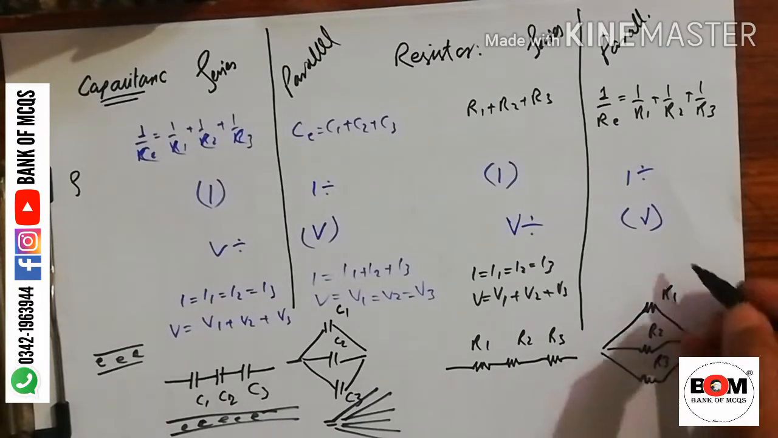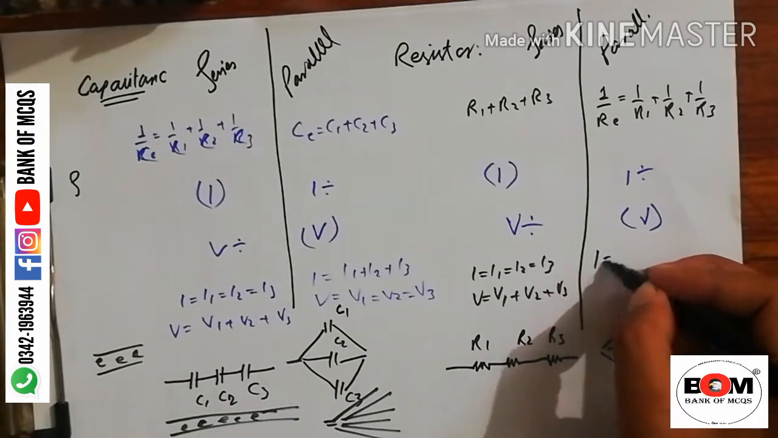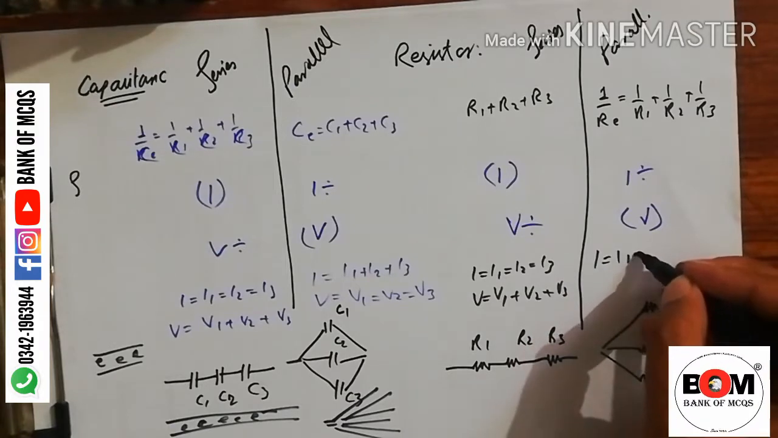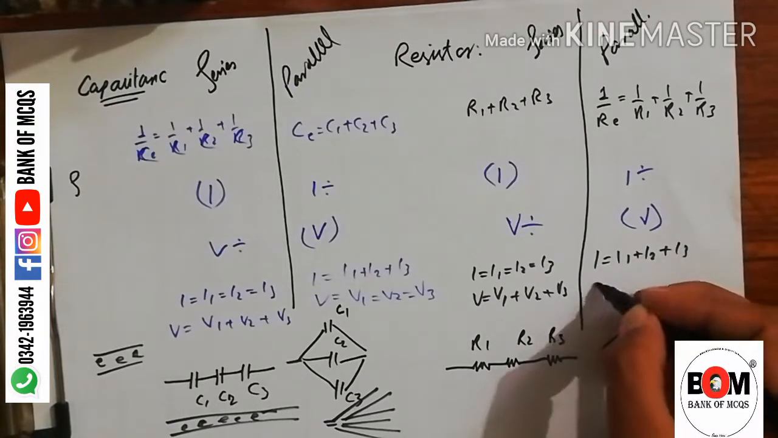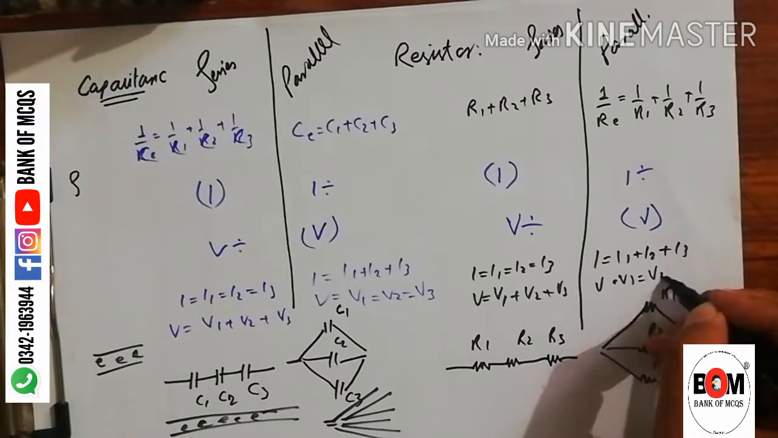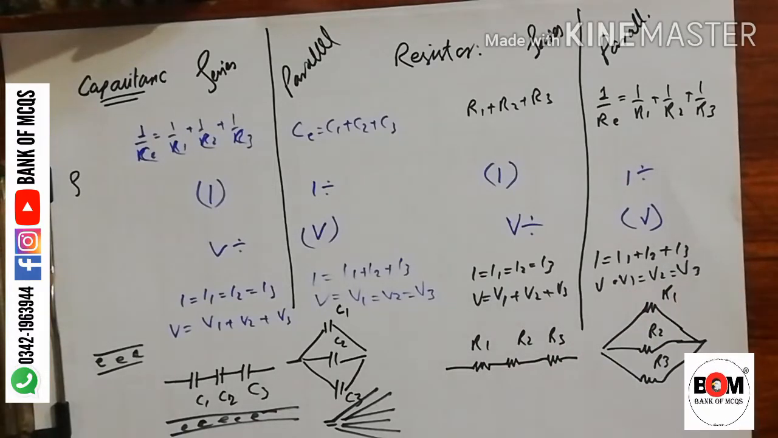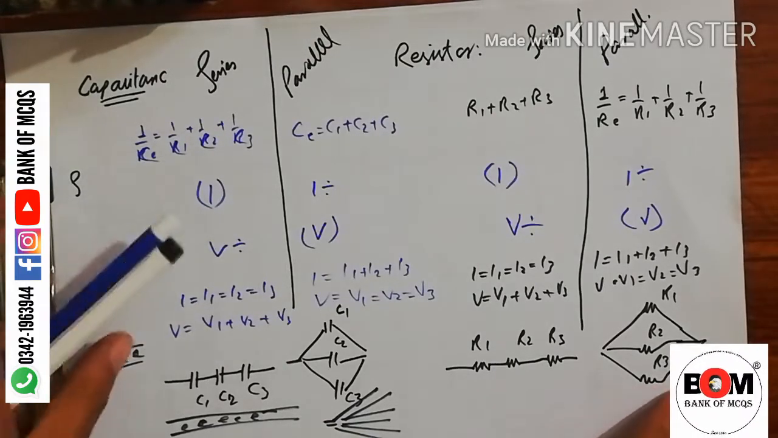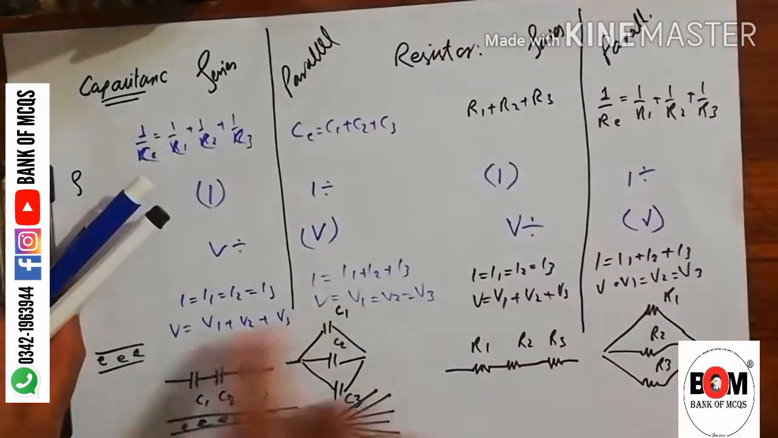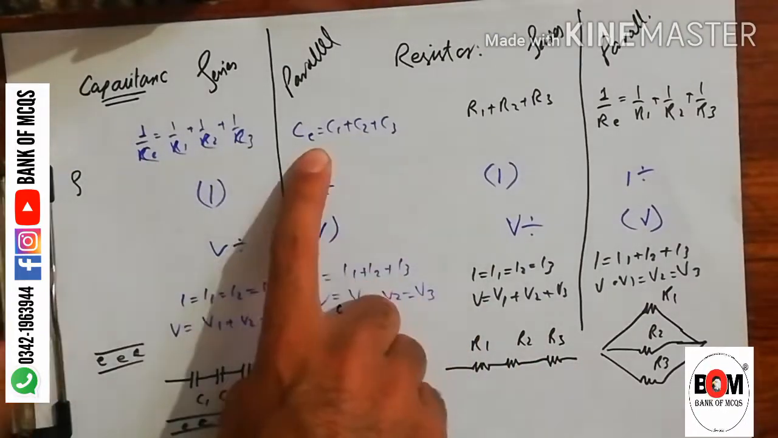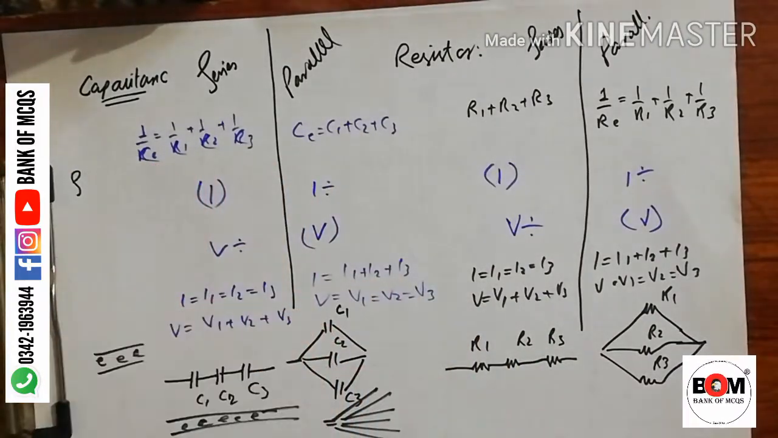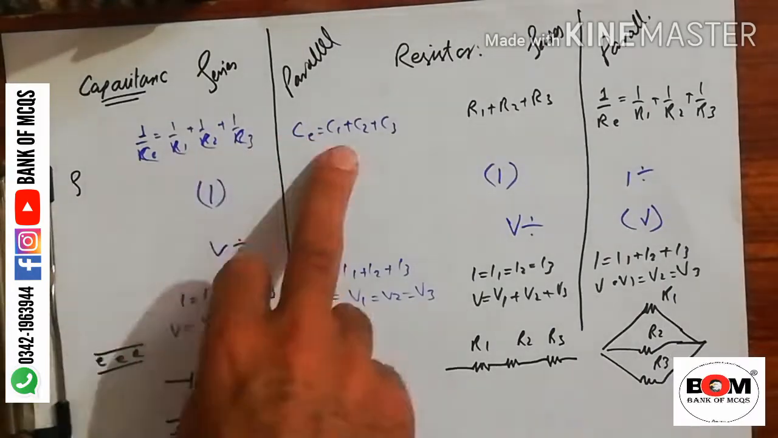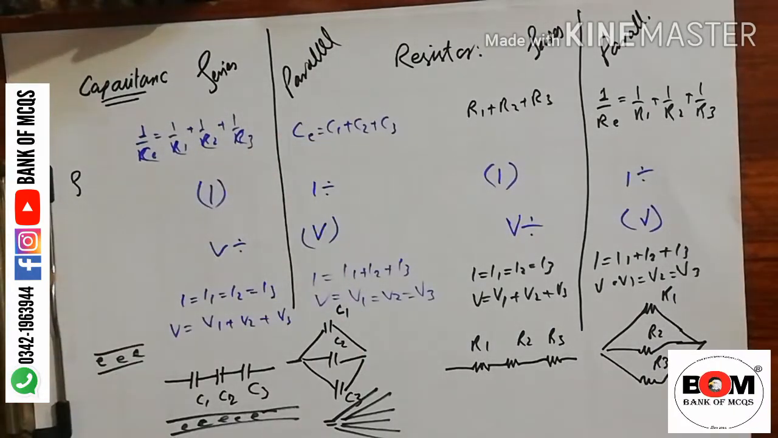Or for resistance in parallel, I is equal to I1 plus I2 plus I3, or V is equal to V1 is equal to V2 is equal to V3. So this was all about the series and parallel. Now to find the equivalent capacitor, this is the formula for equivalent capacitor. This is for series and this is for parallel.